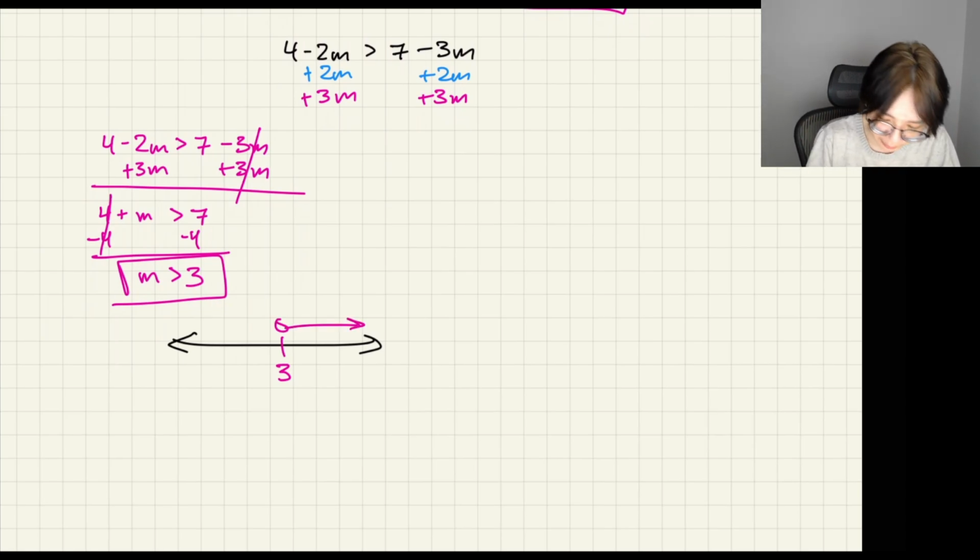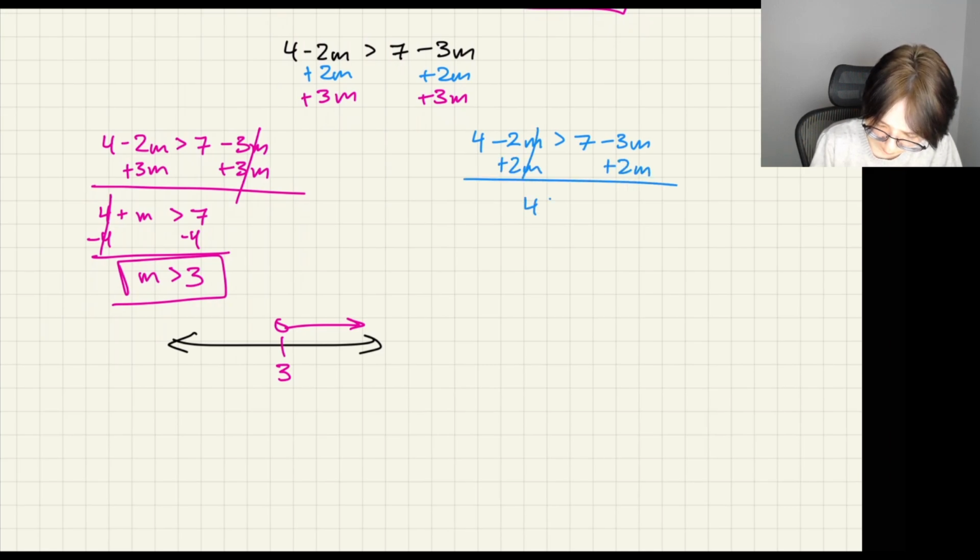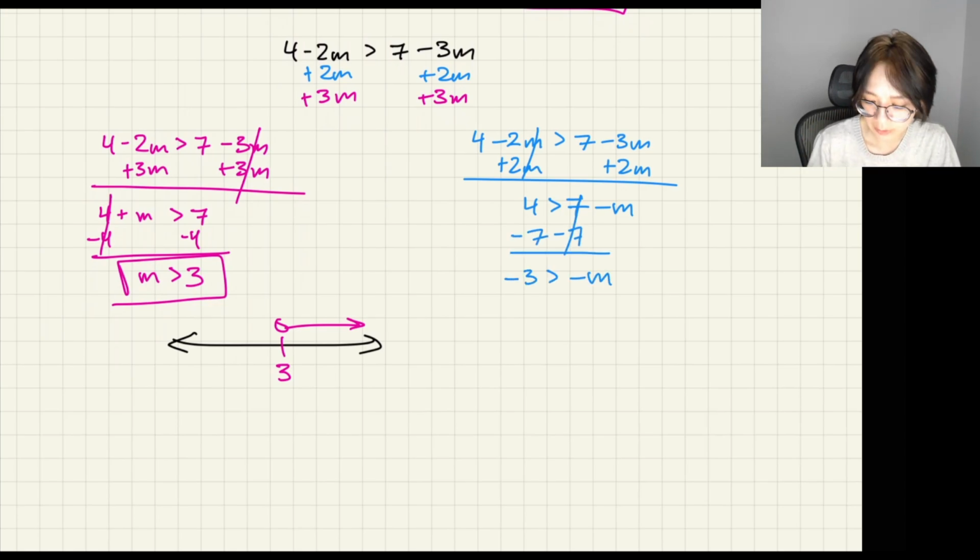If we did it the other direction, it still works. Let's see what happens. We decide to add 2m to both sides instead. So now we have 4 is greater than 7 minus m. Negative 1m, and 1m is the same as m, so it's just like a negative m. Subtract 7 from both sides. We have negative 3 is greater than negative m. Okay, negative m is the same thing as negative 1 times m.